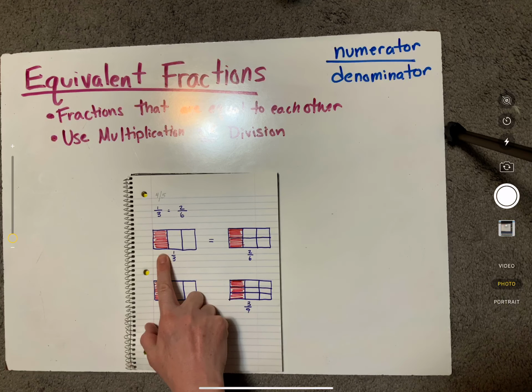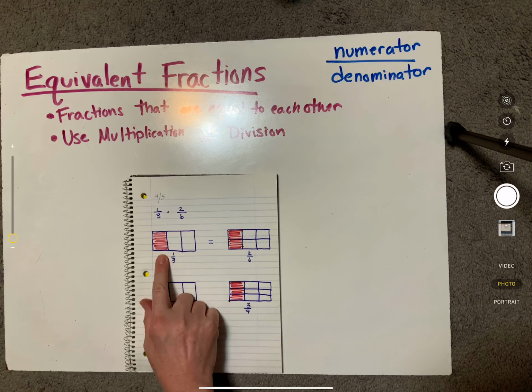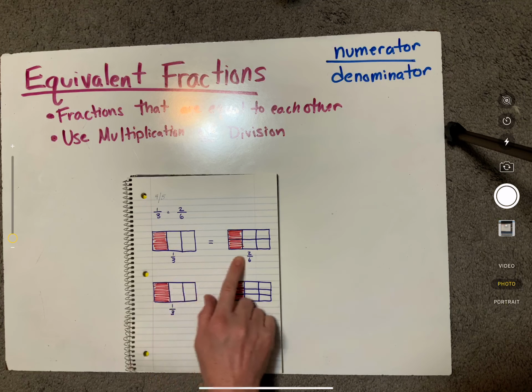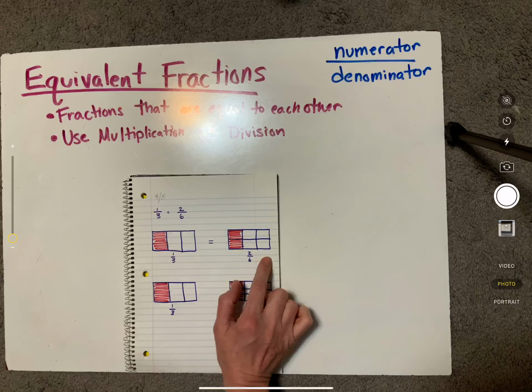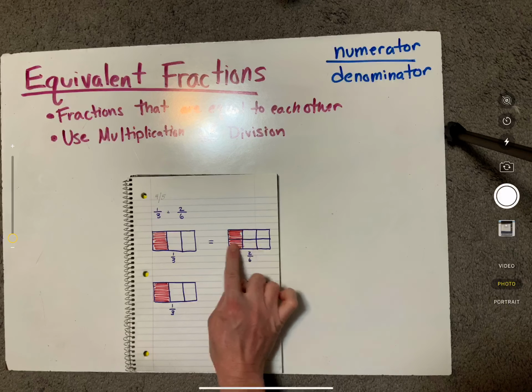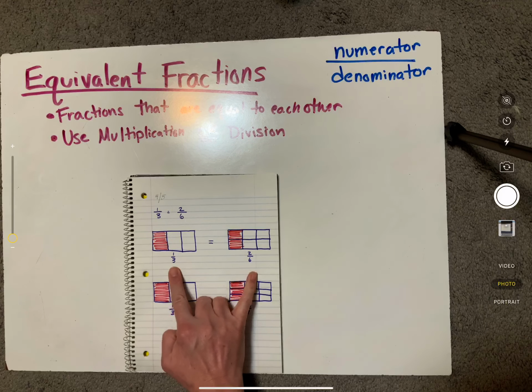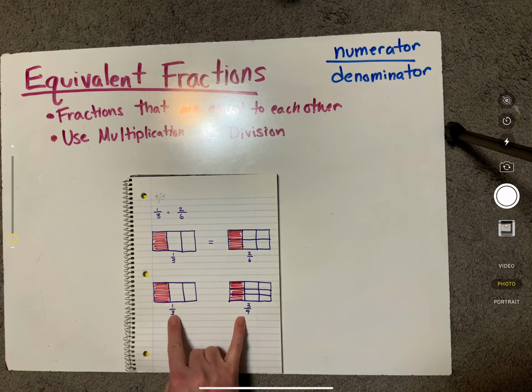If we have our model here of 1/3, one of the three pieces is shaded. Over here, we have the same model, but then what we're doing is cutting it horizontally to make two pieces out of the one, and we now have 6 pieces instead of the 3. So these are equivalent, or the same, okay? And same thing down here, we have 1/3 and 3/9.